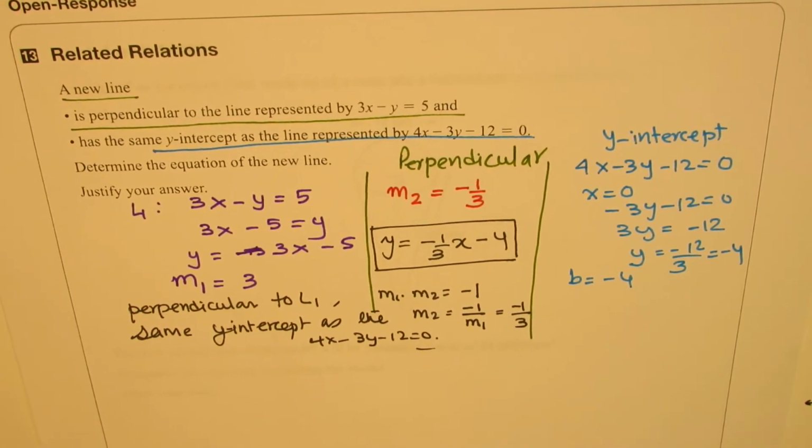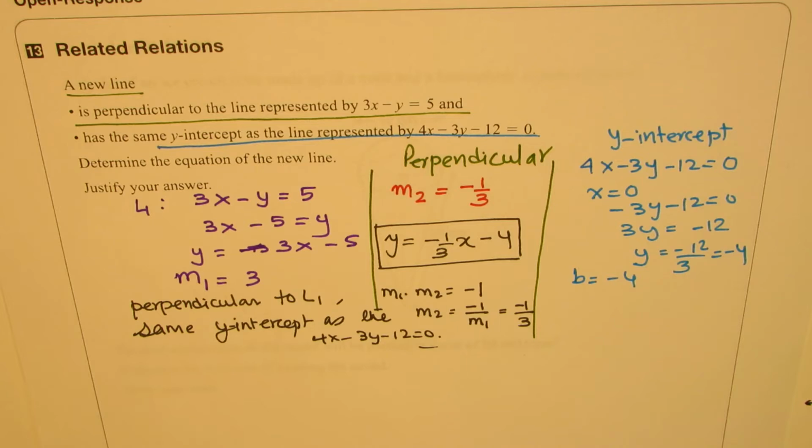So I hope that is absolutely clear. Whenever you have an open response question, you need to justify and write your answer in detail. I hope that is perfectly fine. And write your answer below, where they are giving you space to write. I hope that makes sense.